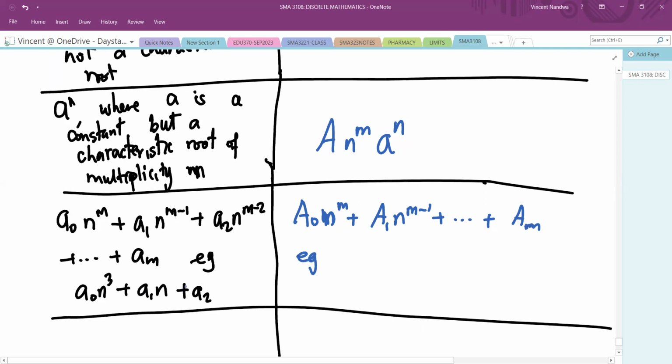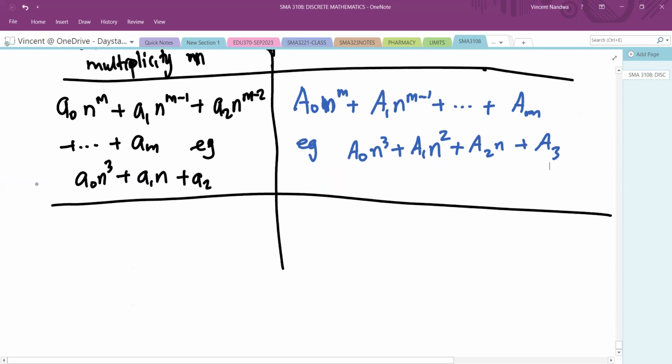And if this is your function, for example, f of n, then you will pick a naught n power 3 plus a1 n squared plus a2 n plus a3. So these are cubic polynomials, so then you write the cubic polynomial in its general form, even if other terms of the cubic are not in the given f of n.